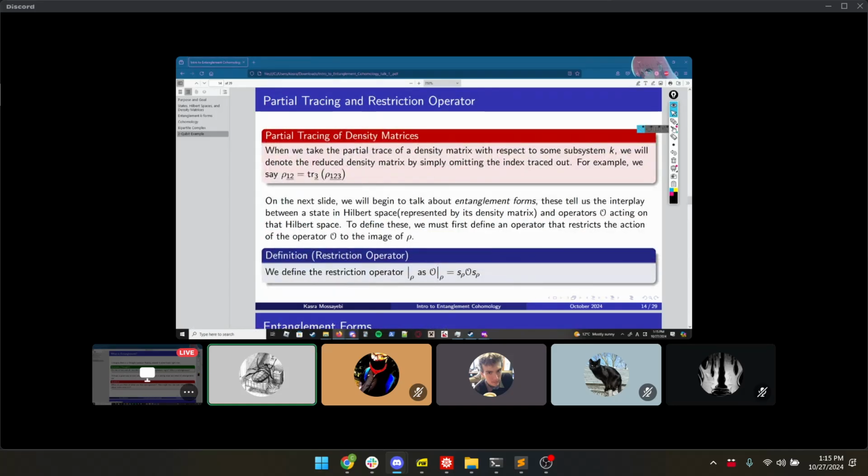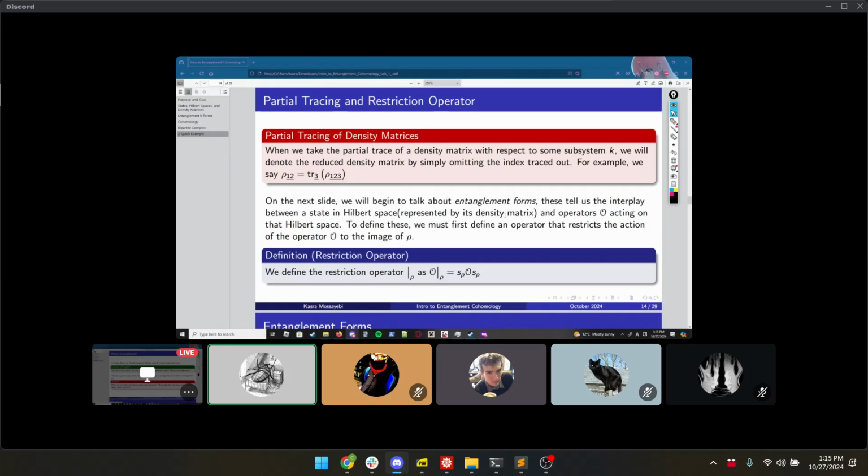There's a little bit of notation, because when we talk about the partial trace, especially on a reduced density matrix, we just want to get rid of the index that has been traced out. So we would say the trace with respect to subsystem 3 of rho 1, 2, 3 is just rho 1, 2. So we just get rid of this third index here.